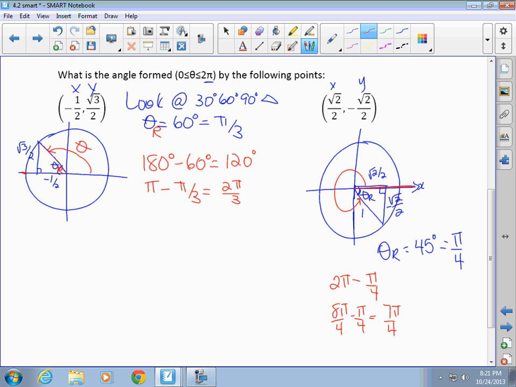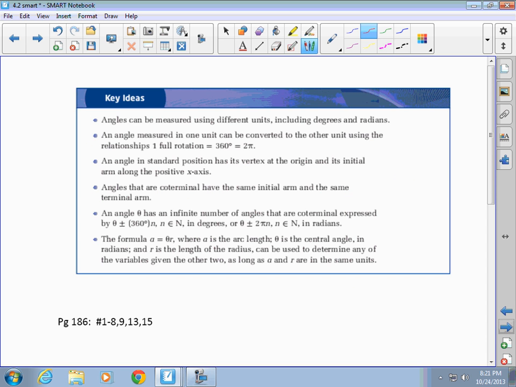So the last page there is just a little review of what we've done here. It says an angle can be measured using different units, degrees and radians. An angle can be measured in one unit and then converted to the other using the relationship of a full rotation, so that 360 degrees is equal to 2 pi. So that's what we use when we're changing from radians to degrees, or degrees to radians. An angle in standard form has its vertex at the origin and its initial arm along the positive x-axis. So that's just a review from last section.